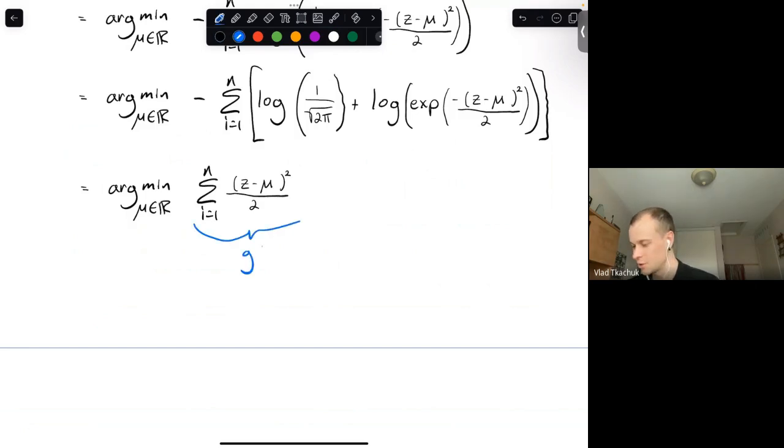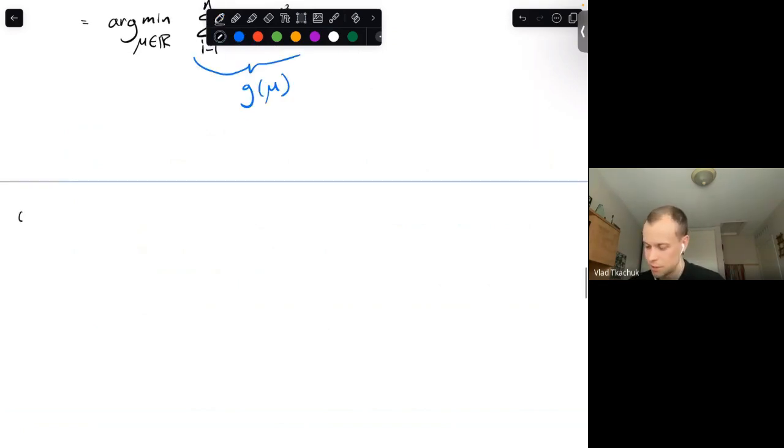So what we do is we call this guy g of mu. It's a function of mu. And what's left to do is just take its derivative and set it to 0. So let's just finish that. So dg d mu, it's a function of mu. What does that become? Well, let me do this quickly again.